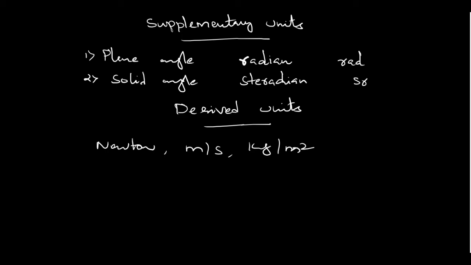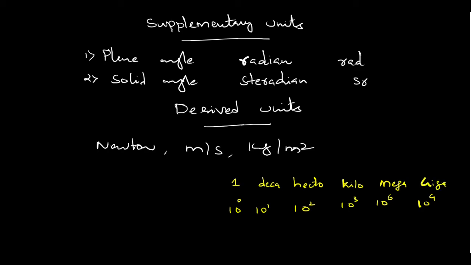We use 10 to the power 0, 10 to the power minus 1, those terms. What is 10 to the power 0? It is 1. Any number raised to the power 0 equals 1. 10 to the power 1 is known as deca. These terms you should know. 10 to the power 2 is hecto. 10 to the power 3 is kilo. 10 to the power 6 equals mega. 10 to the power 9 equals giga.